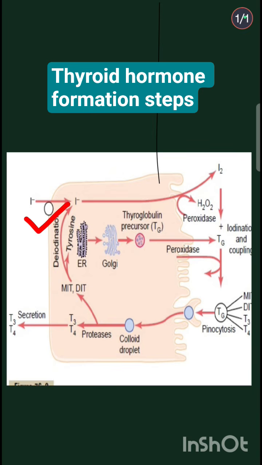The first step is iodide trapping. The second step is oxidation of iodide to iodine. The third step is formation of the thyroglobulin molecule. Then the fourth step is organification of iodine. Then the next step is the coupling reaction, and the last step is proteolysis of this thyroglobulin molecule and release of T3 and T4, and MIT and DIT are deiodinated and converted back into iodide, which is recycled. So that's all about thyroid hormone formation.